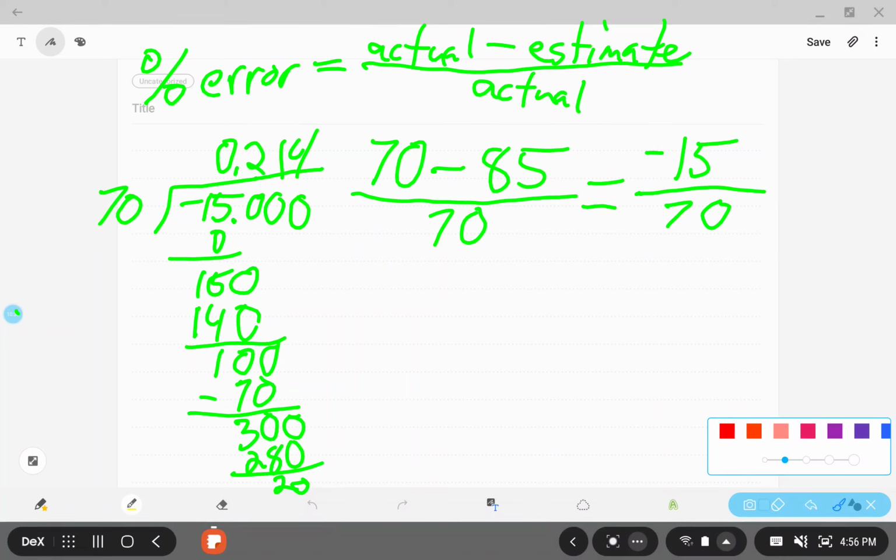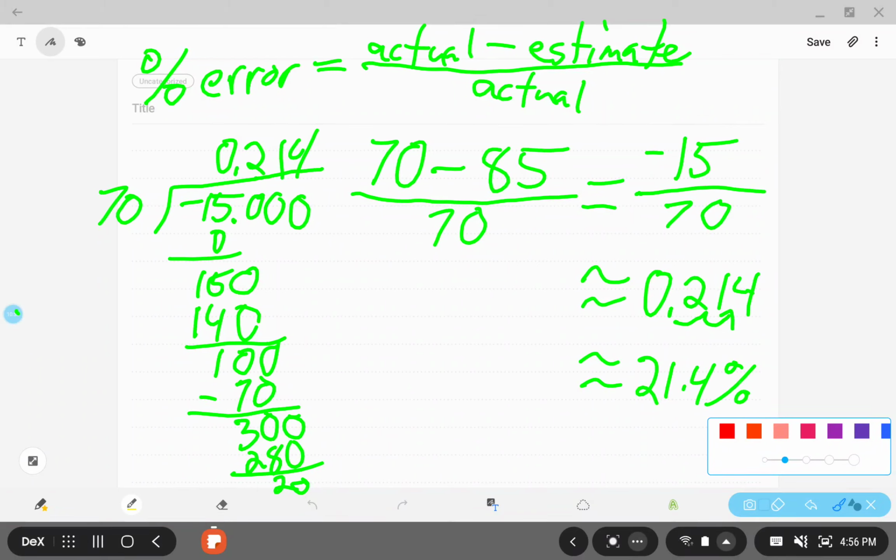All right. I can keep going, but I'm going to say that my answer is approximately 0.214. But I'm looking for a percentage, because they're calling this percent error. So to do a percentage, I have to move that decimal point 2 places, right? So my percentage is approximately 21.4%. You guys with me? Or I could just say 21%. So that's my percent error for this problem.